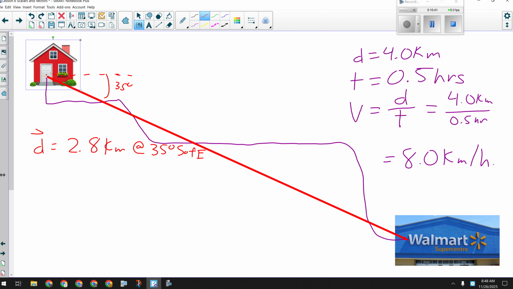As I was walking, I was also displacing myself. It takes the same amount of time to do both because they're the same trip. It's just looking at it from a scalar point of view with no direction and a vector point of view with direction. So the time is the same. 0.5 hours.